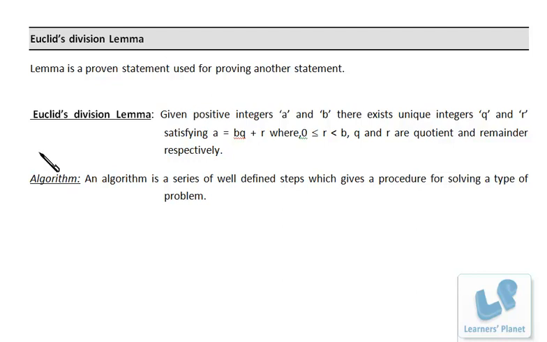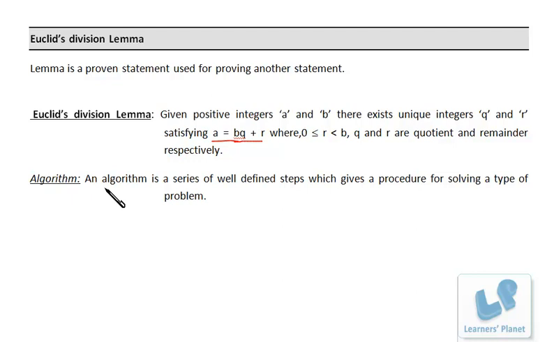Now what Euclid's division lemma says is: given positive integers a and b, there exist unique integers q and r satisfying a is equal to bq plus r, where r is between 0 and b, and q and r are the quotient and the remainder respectively, right? So it's the same thing which I have explained just now. That means dividend is equal to quotient into divisor plus remainder, right?